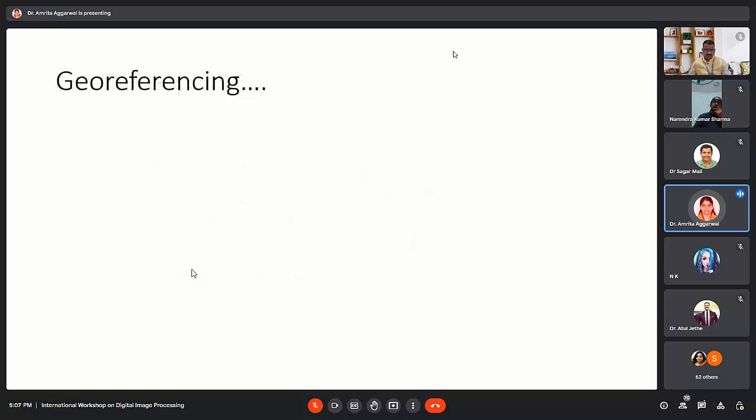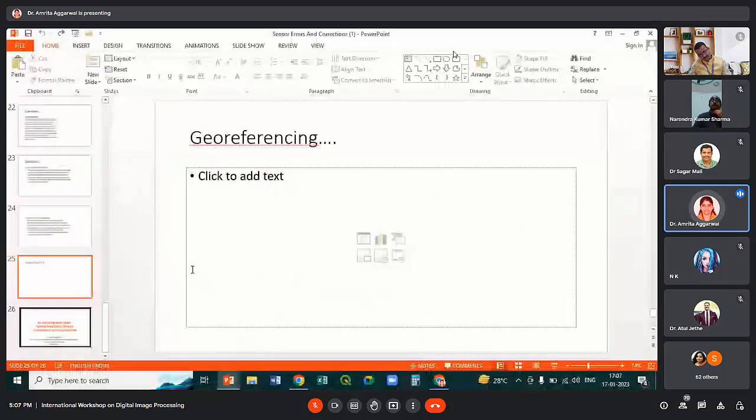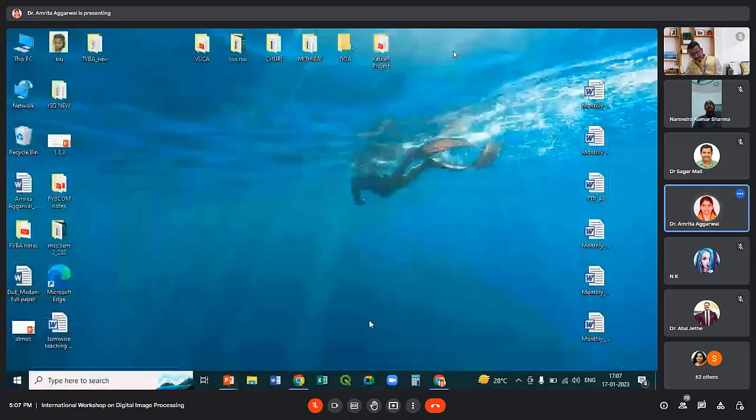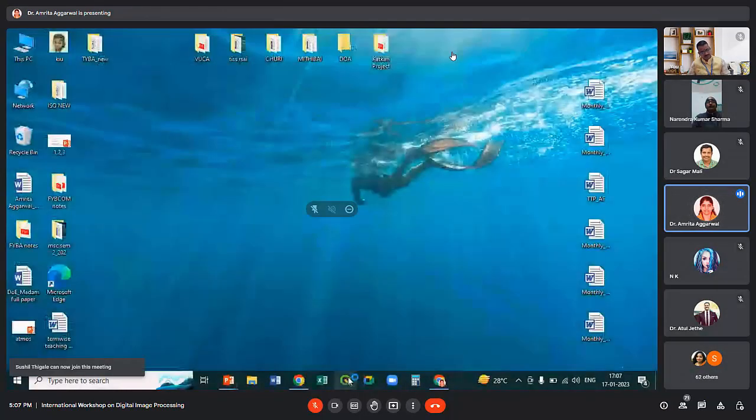Now comes georeferencing. I don't know how many of you know georeferencing, what it is and how it is to be done, but I'm going to show a small example of georeferencing, and I'm using QGIS software here. That is because it is open source software, and I'm going to teach the most basic way of doing it, something which can be done by anyone in any system. So till the time QGIS opens, let me download one imagery from the internet.